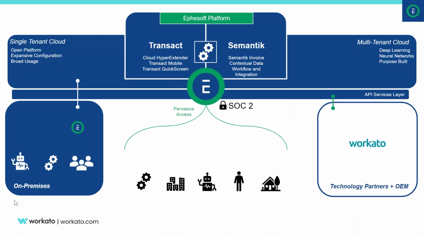So this is just kind of a 30,000-foot view of our 2 platforms. We're able to deploy on-premise, in hybrid mode to leverage the power of the cloud, and true cloud, both single tenant and multi-tenant. Transact is a single tenant product. Semantic is a true cloud native AI platform in the cloud that's multi-tenant. Next.